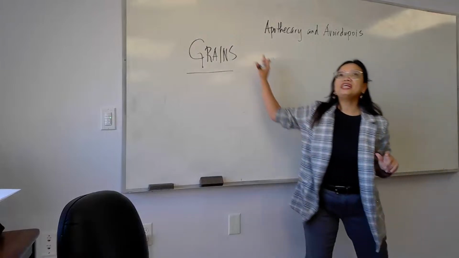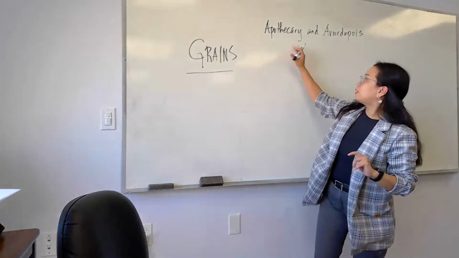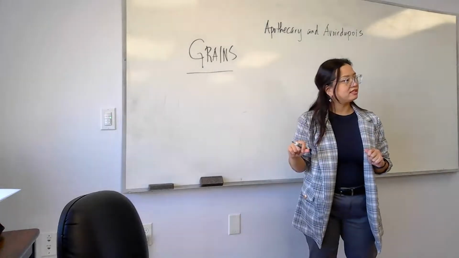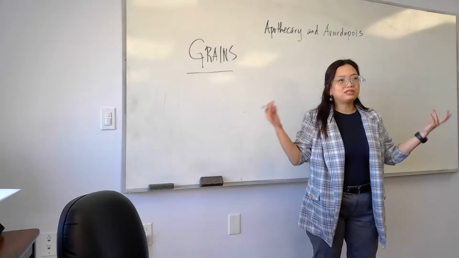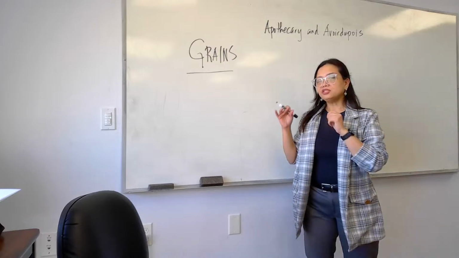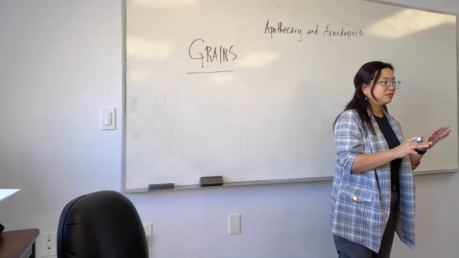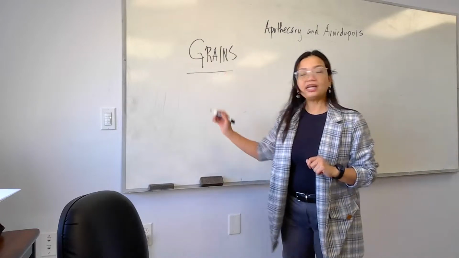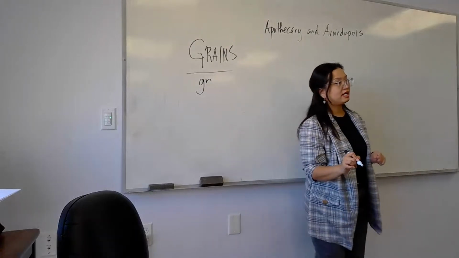So grains is a unit of measurement for apothecary, and it's a unit for Avoirdupois as well. Just know that these are old systems. I want you to know, freshmen, this is one of the most dangerous conversions that you'll ever learn. First thing, the grains symbol is lowercase g and lowercase r.